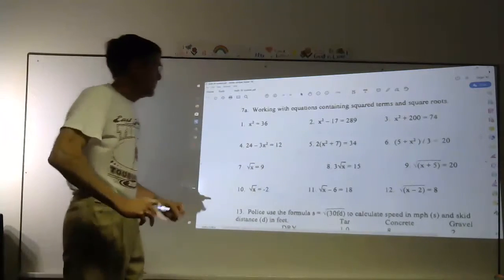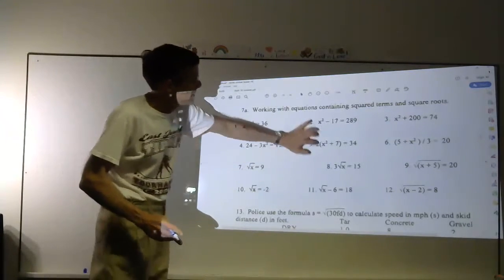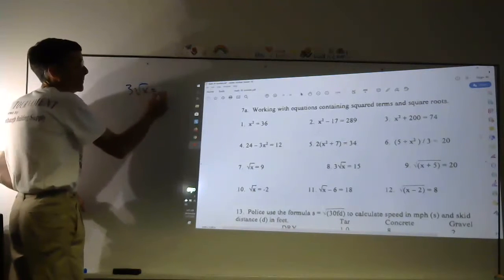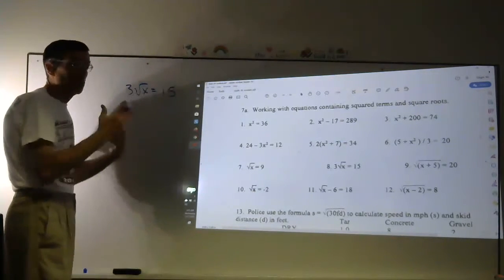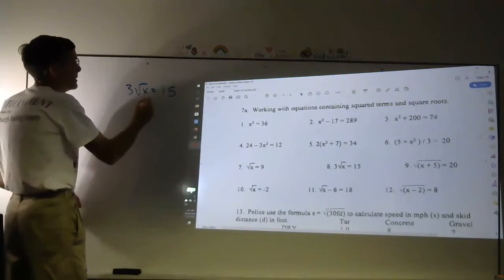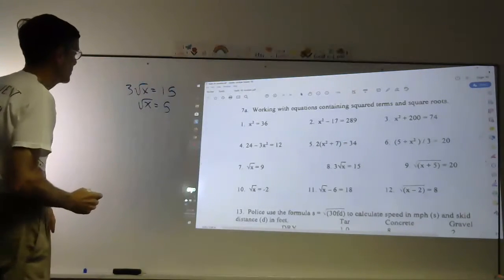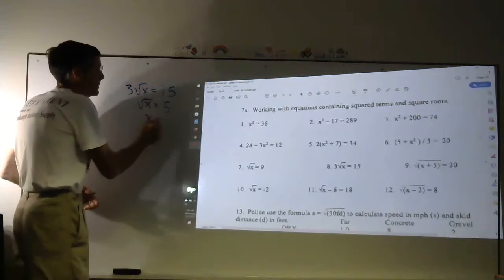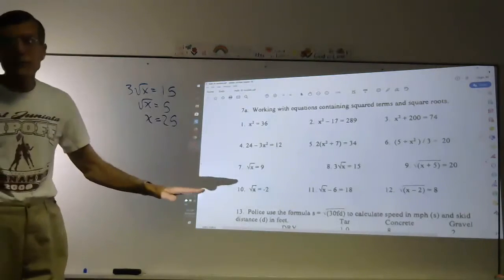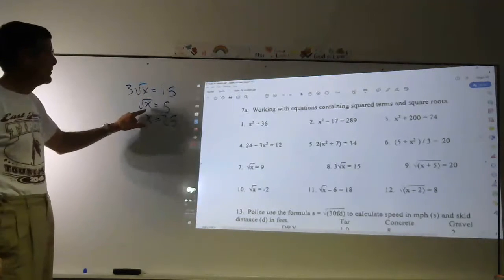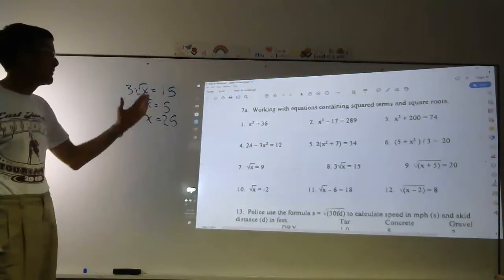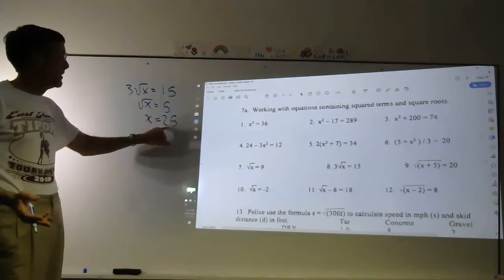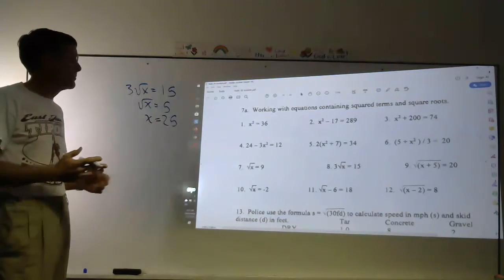Look at number 8. Just as we tried to get the squared term by itself in the first 6 problems, in number 8, wouldn't it make sense to get the square root term by itself? So divide by 3, and the square root of x is 5. Okay, so the square root of some number is 5, and I think we should all know that that is 25. It's not 25 or negative 25. You can't do the square root of a negative number because 5 times 5 is not negative 25.